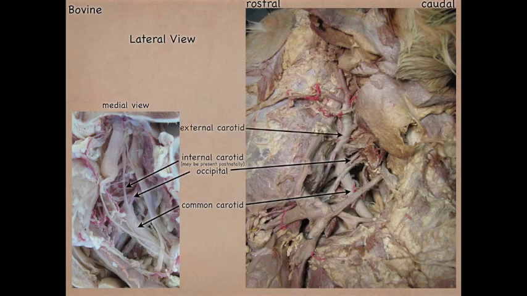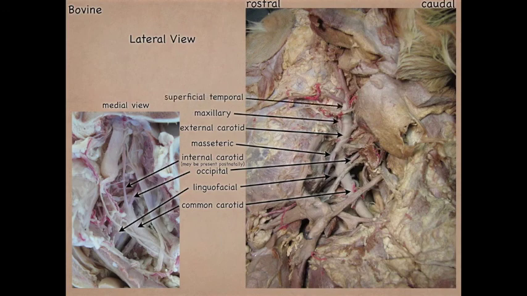Here we see the external carotid coming up here. Coming off of that is the lingual facial artery, just as it did in the horse. We have the masseteric artery going into the masseter muscle. We can see here the maxillary artery and the superficial temporal. And just as in the horse, the transverse facial comes off that superficial temporal.